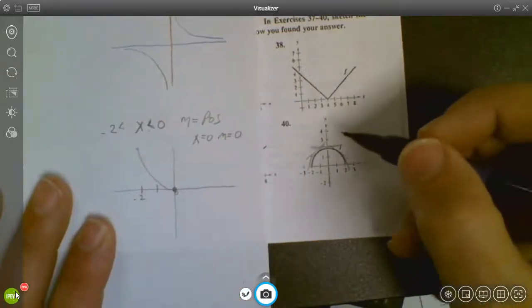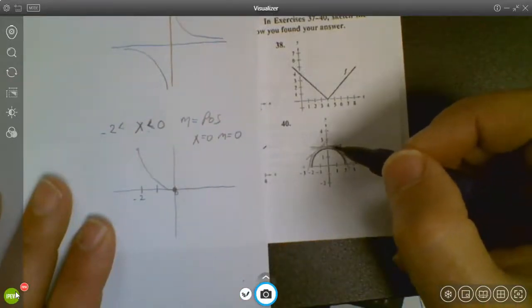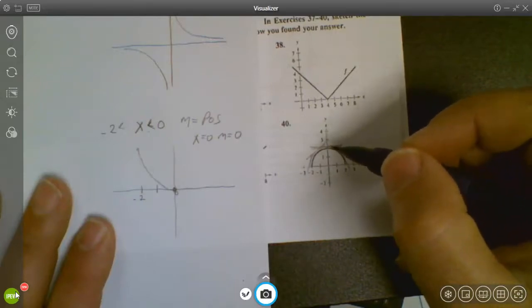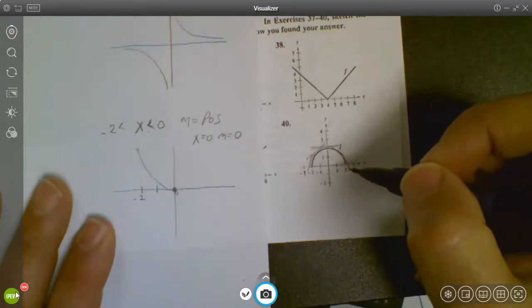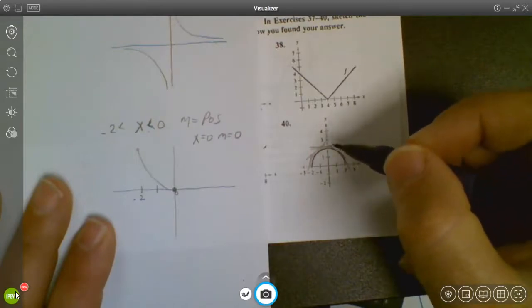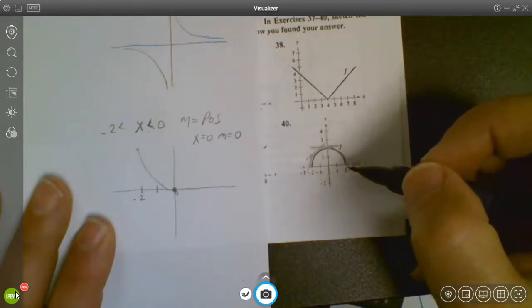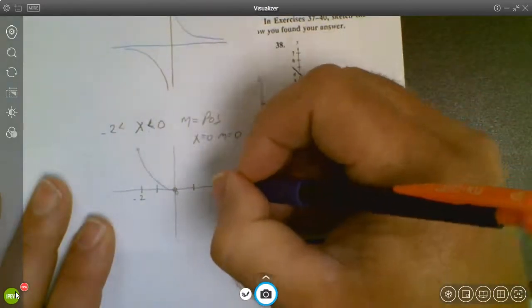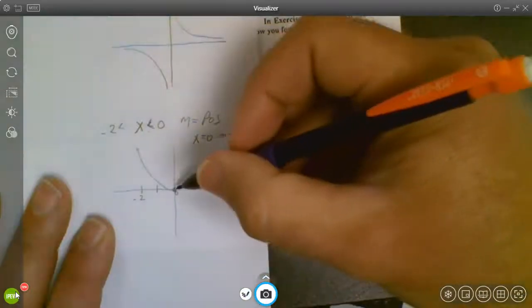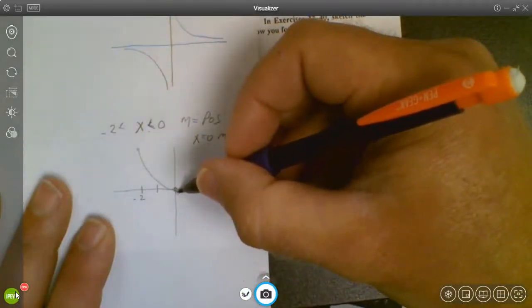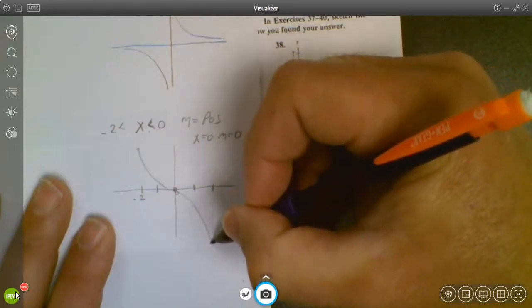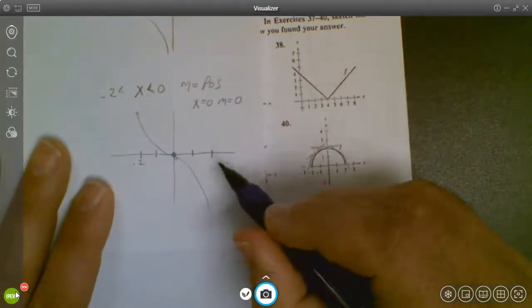And then what happens on the other side? We get a reflective image on the other side, but now on this side, they're getting increasingly negative. So this side, from 0 to 2, needs to show increasing negative values, right? So as I approach positive 2 from here, I'm now getting increasingly more and more negative graph as I approach positive 2.